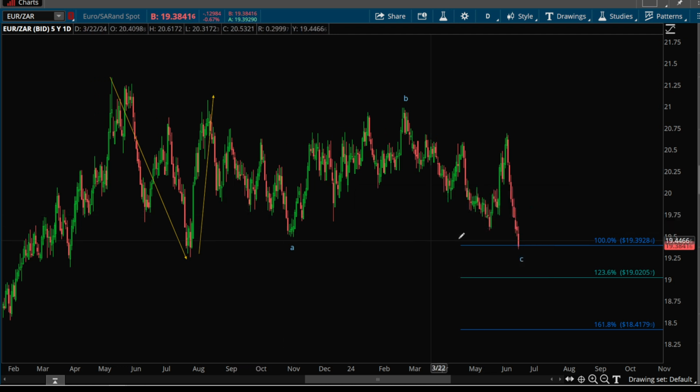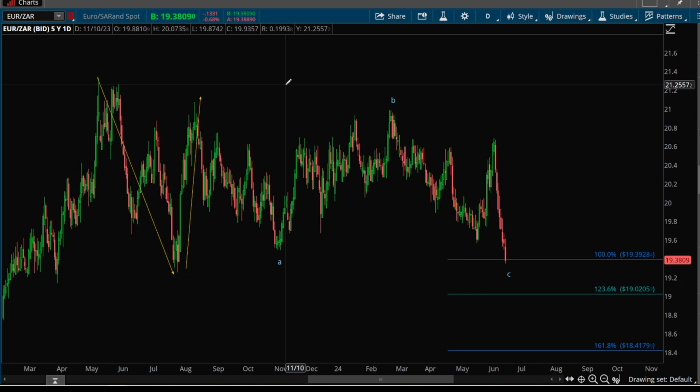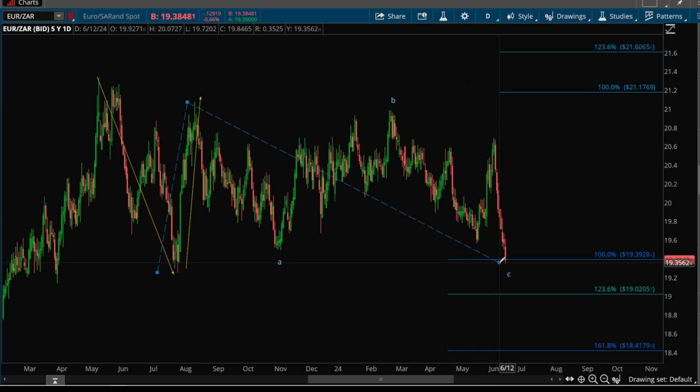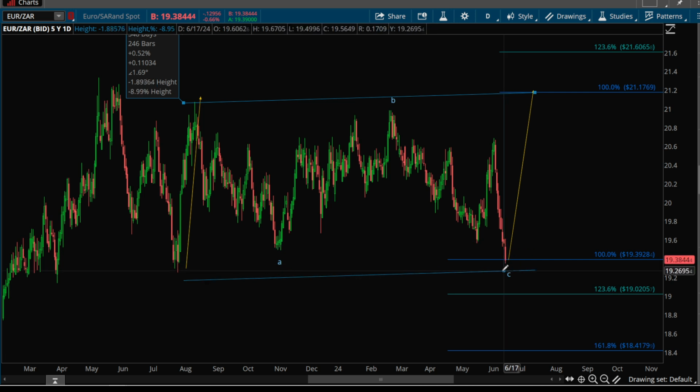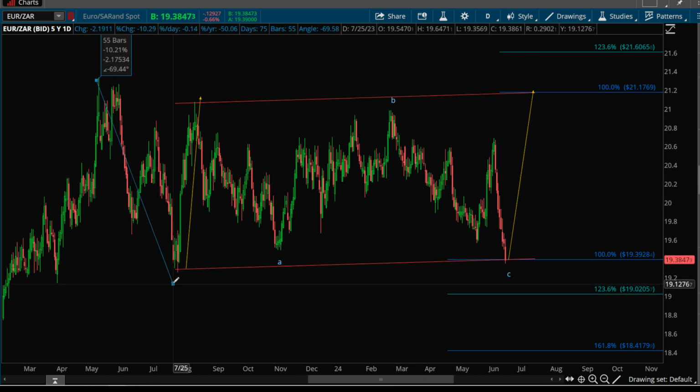All right, and you're tagging the 100. So if we measure all of that, you're tagging the 100 now. And so we're looking for 100% of this wave. We're looking for an impulse straight up, right? You're looking for an impulse now, straight up to complete this flat, all right? And you're completing this flat. That's just correcting this impulse, all right?